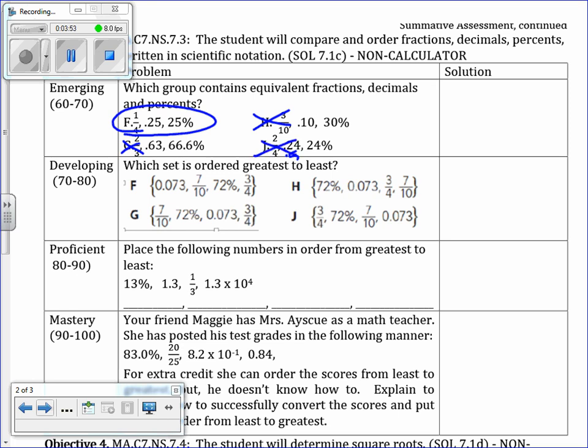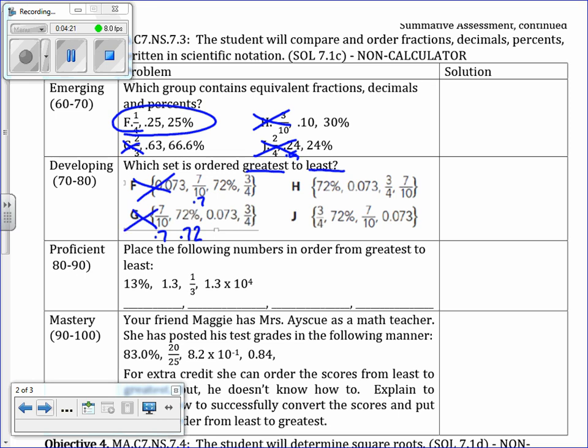Which set is ordered greatest to least? So I go ahead and look at my values. And remember, we want to put these into decimal form. And it says greatest to least. Well, I know 7/10 is 0.7. And that's bigger than 0.073. So that's trash. And I have 0.7, 0.72. And so that's trash I can slash.